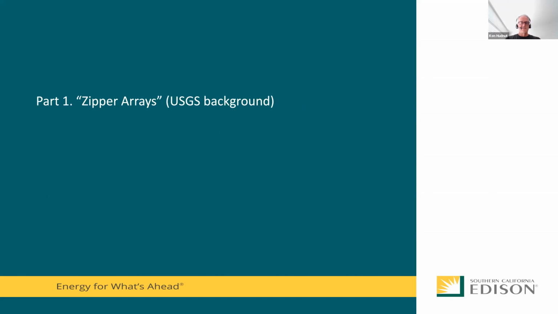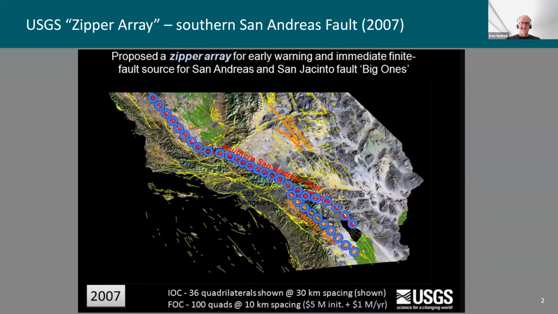So this is part one of the slides I sent, just to go over this background. As you know, in 2007 there was an initiative and USGS got funded. It was originally scoped to be about a $100 million initiative, but I think it ended up being less than 10 million in the end. But part of it, as we were developing the ideas, was to do zipper arrays along the southern San Andreas and San Jacinto faults, as you see here, spaced about every 10 kilometers along the fault, with near fault instrumentation. The idea was to have strong motion as well as GPS.